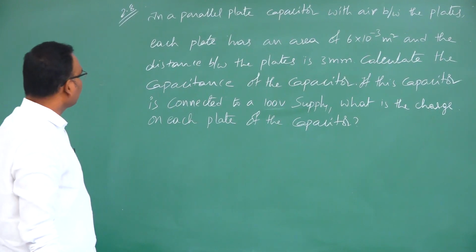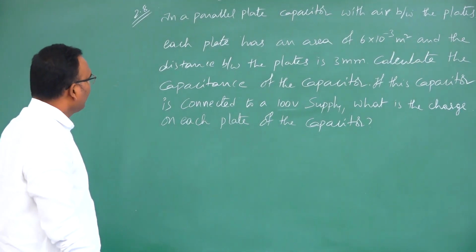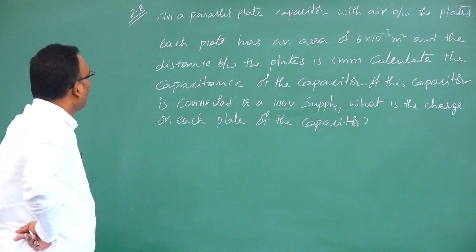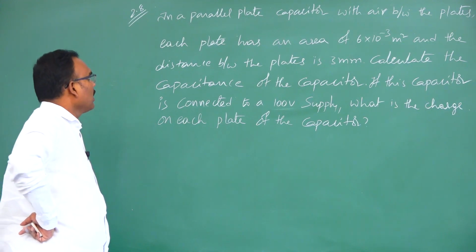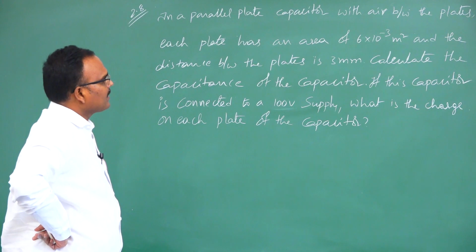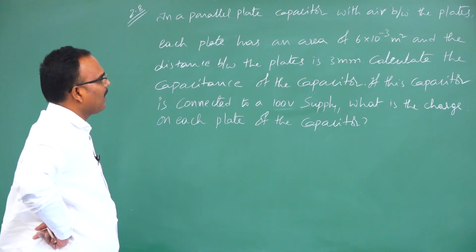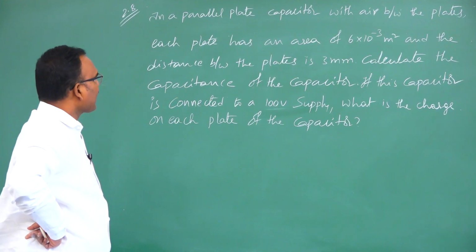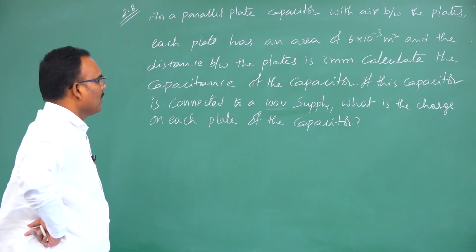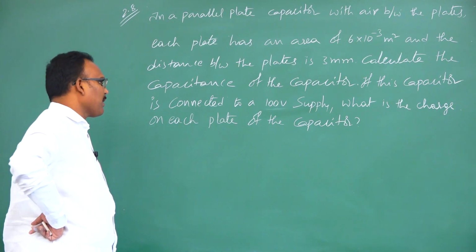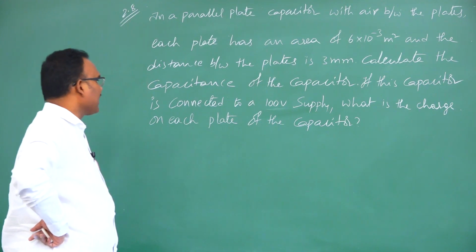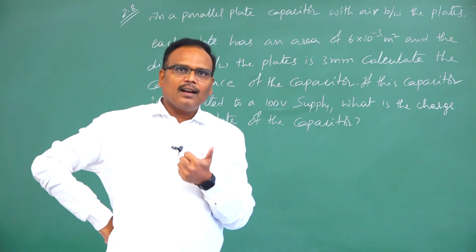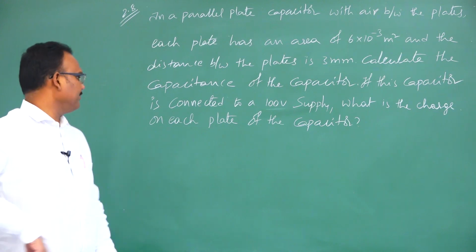Next problem, exercise problem number 2.8. In a parallel plate capacitor with air between the plates, air means we have to take epsilon naught. Each plate has an area 6 into 10 to the power of minus 3 meter square and the distance between the plates is 3 mm. Calculate the capacitance of the capacitor. If this capacitor is connected to 100 volt supply, what is the charge on each plate of the capacitor? That means I have to calculate two things. One, I have to calculate capacitance of the capacitor, and next I have to calculate charge on the capacitor.